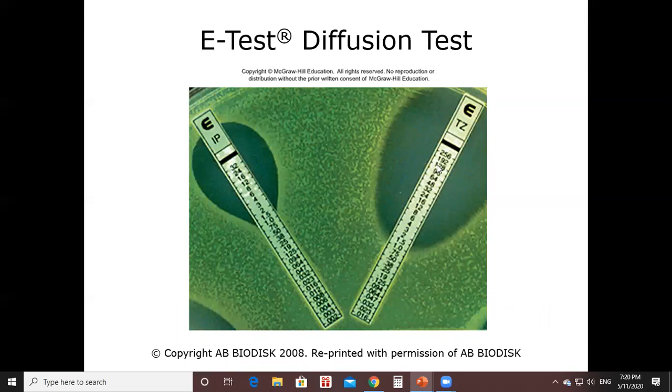This is just another diffusion test. What you do is put different amounts of antibiotic. It goes down to almost no antibiotic here and gets a higher concentration as you go up. So the higher concentration goes up, higher concentration goes up. And then you set this down in the petri dish and you see it kills up this way really well.